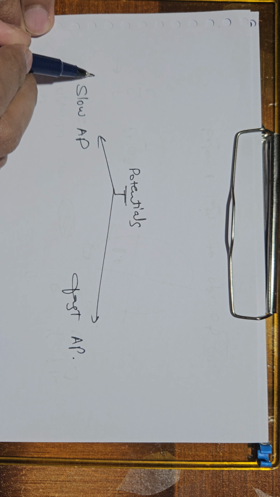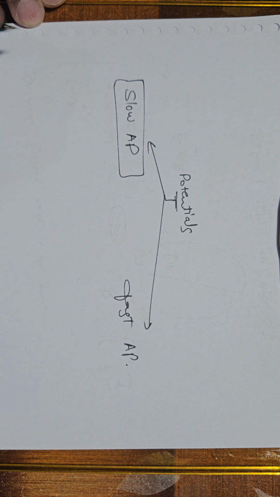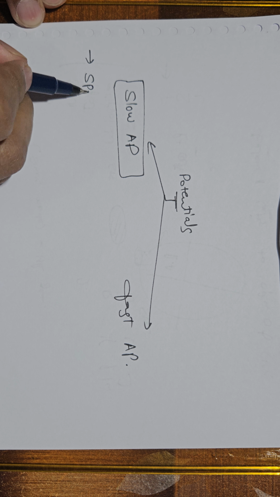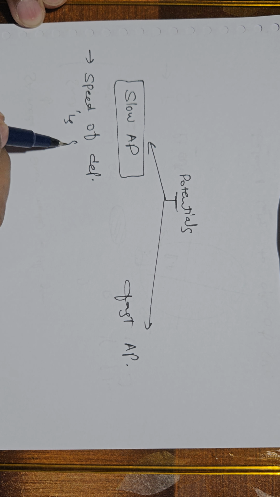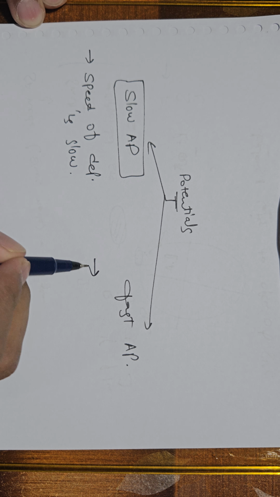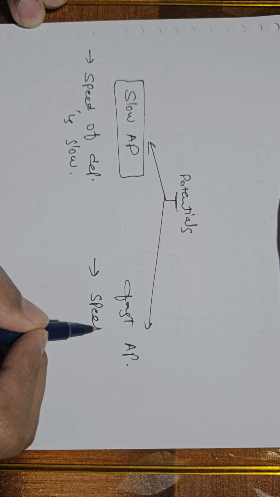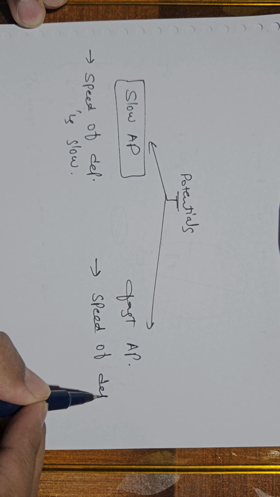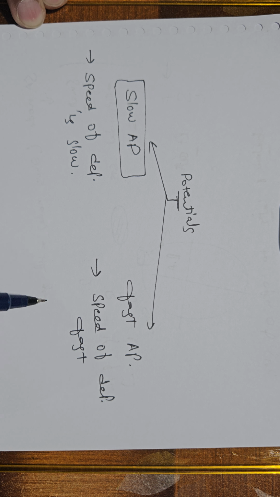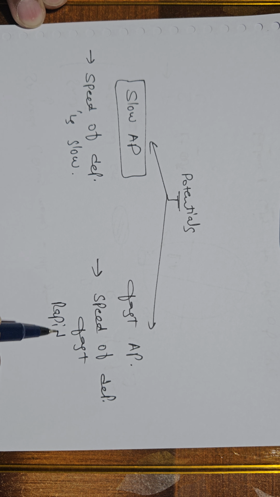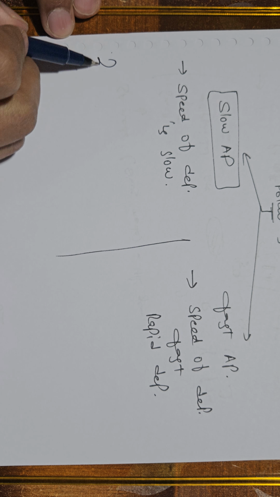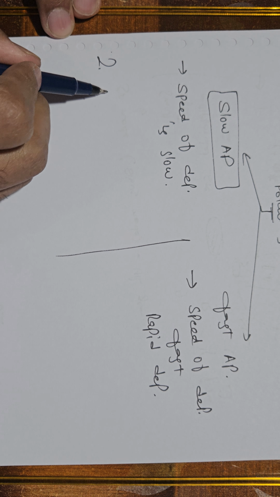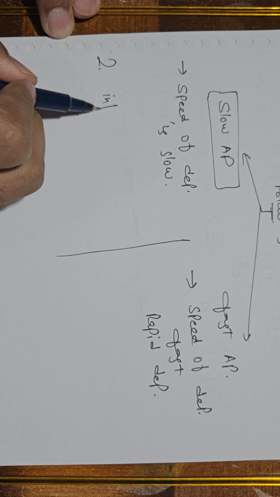Why are slow action potentials named slow action potentials? Because in these the speed of depolarization is slow. Similarly, in the fast action potential, the speed of depolarization is fast, or we can say rapid depolarization. This is difference number one. Difference number two: the depolarization is because of the influx of calcium.